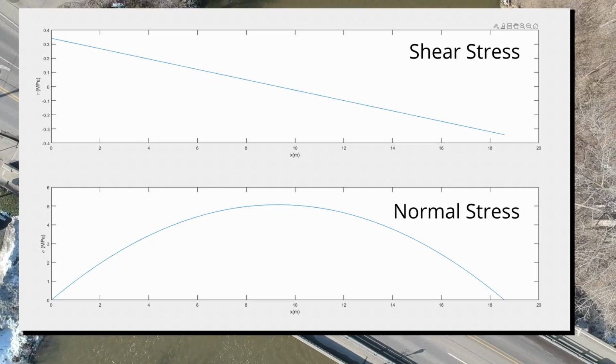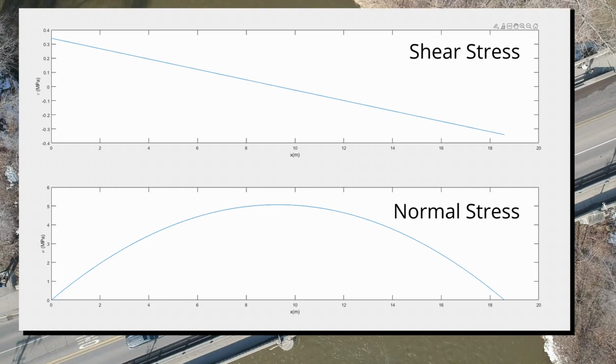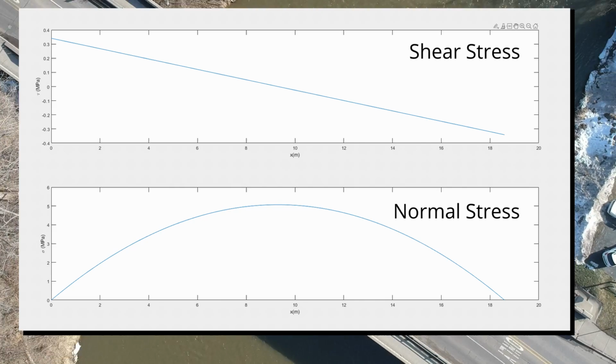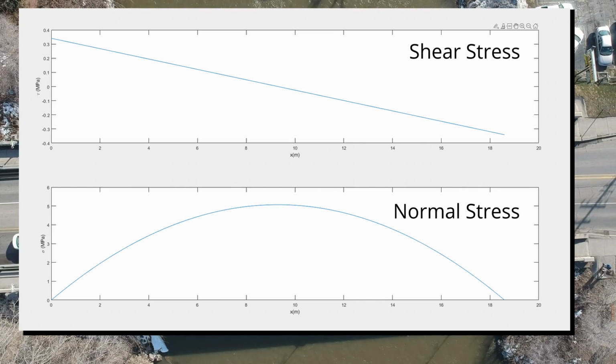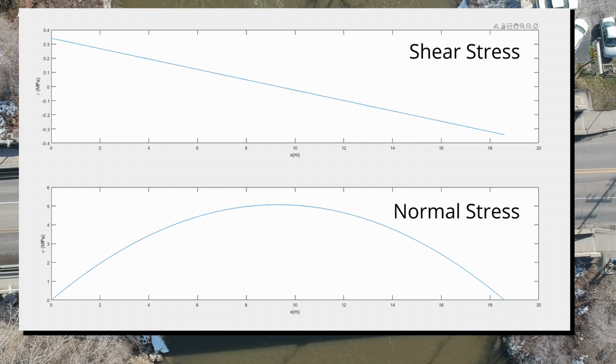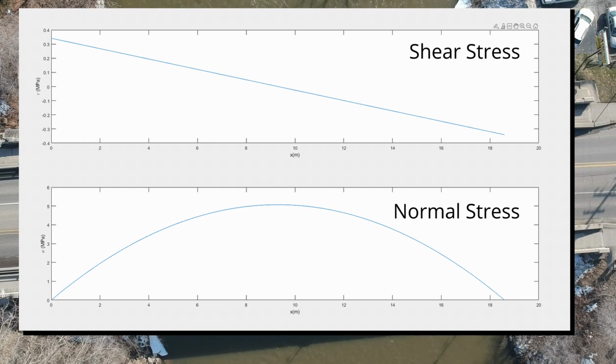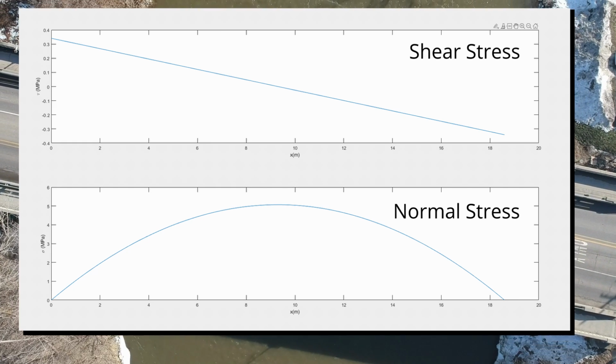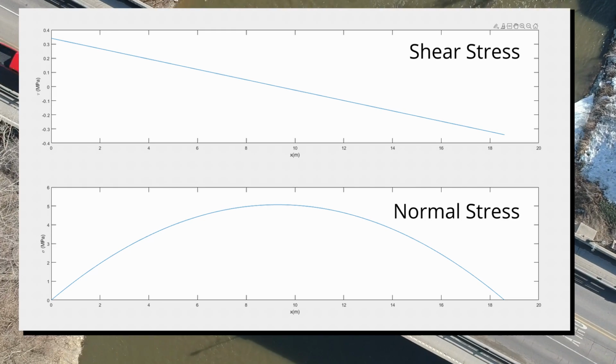After finding the equations for the normal and shear stress, we graphed the functions using MATLAB. Both graphs matched the profiles we expected. The shear stress graph was symmetrical about the center of the span, had a negative linear slope, and peaked at the edges near the supports. The normal stress graph was also symmetrical about the center with a parabolic shape. It peaked at the center of the span furthest from either support.